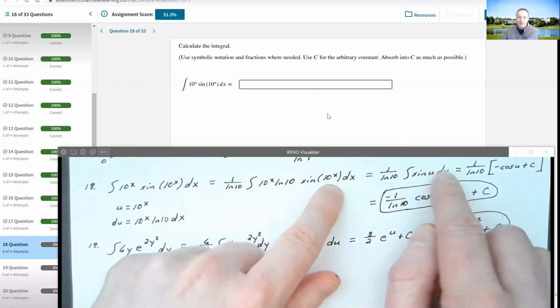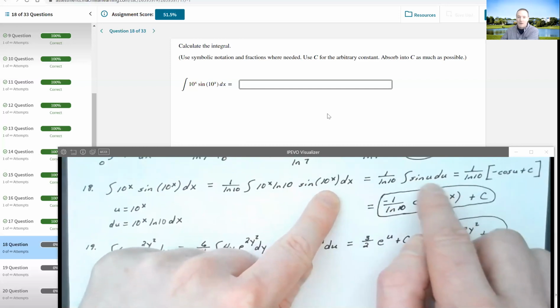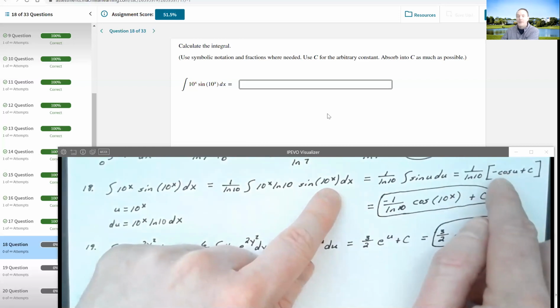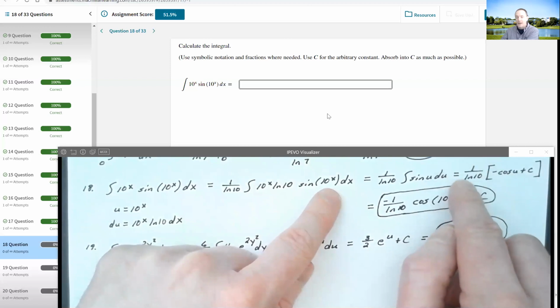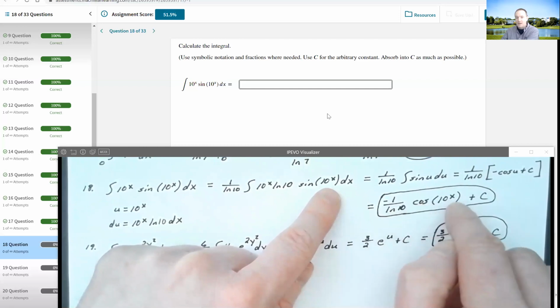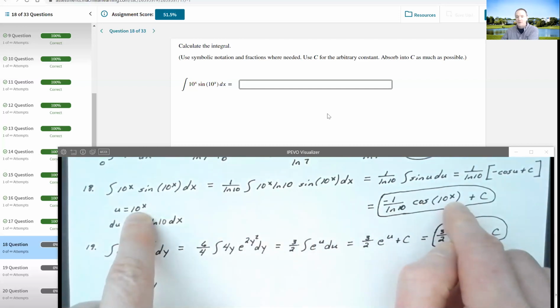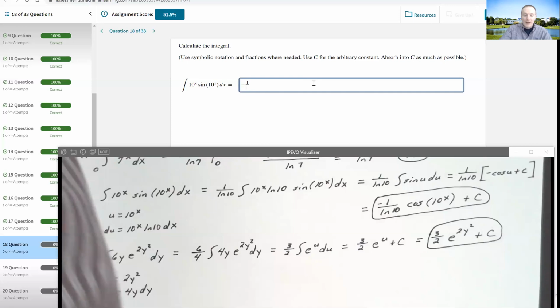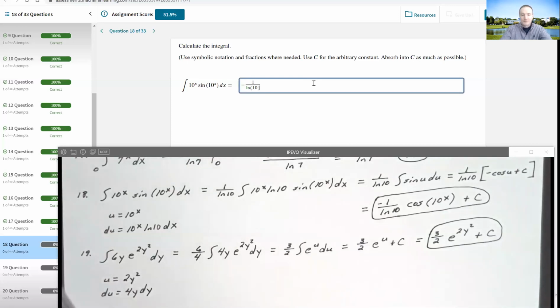This is just the sine of u. We get the sine of u du integrated. You can say, well, the integral of the sine of u is going to be the negative cosine of u. Now that negative can go out and multiply the 1 over natural log of 10 and give me negative 1 over natural log of 10, times the cosine of u, which we know is 10 to the x, plus our constant of integration. So now inputting that in, we'll get negative 1 divided by the natural log of 10, times the cosine of 10 raised to the x power, plus our constant of integration.